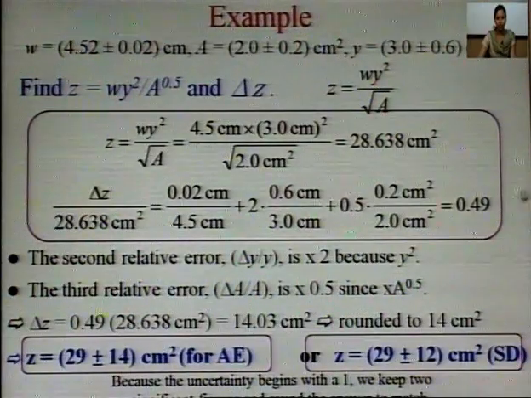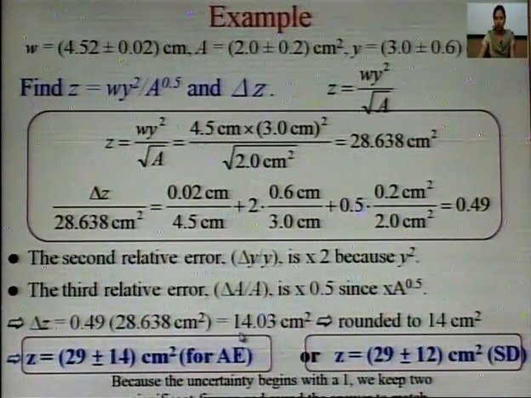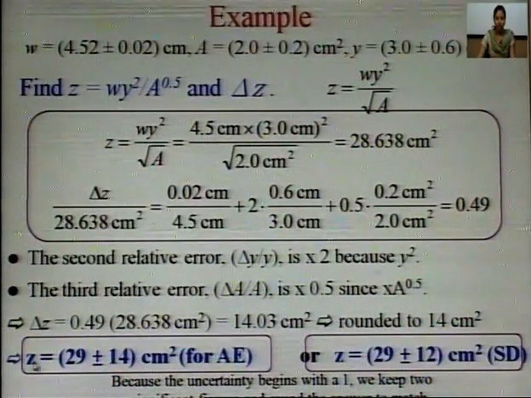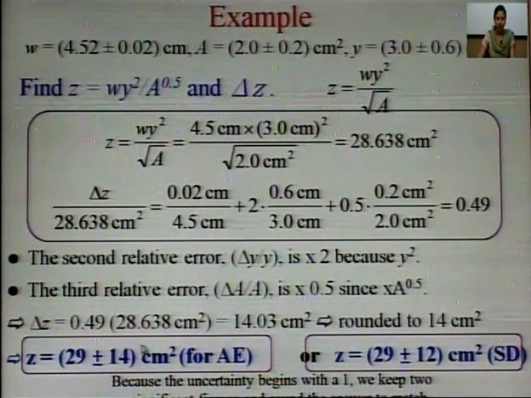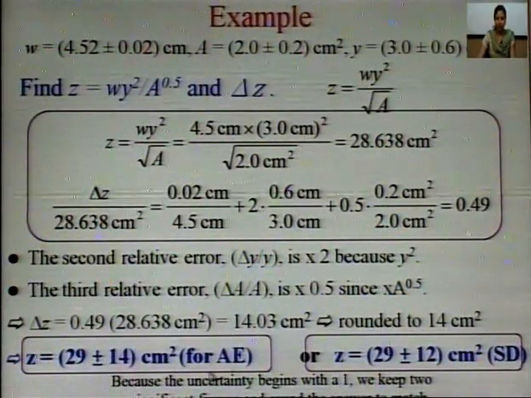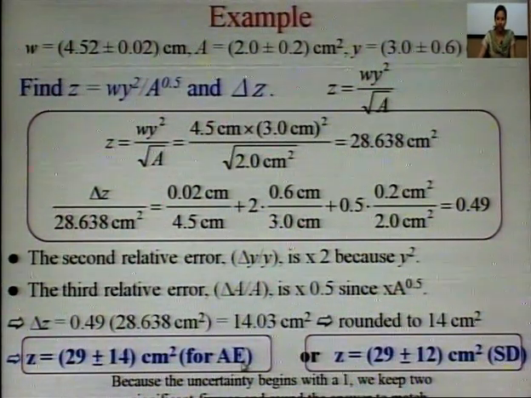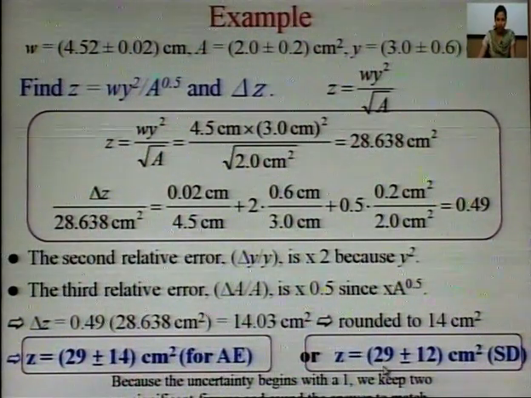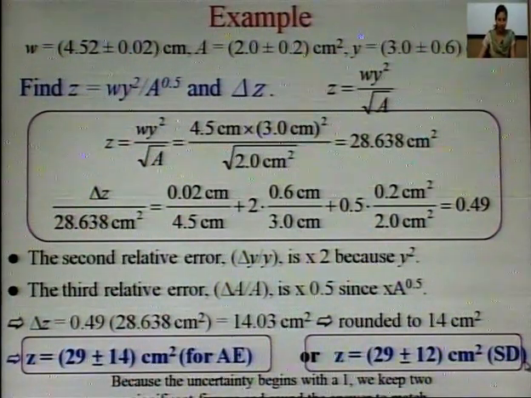So delta Z is 0.49 into 28.638. So delta Z is 14.03 centimeter square. So Z comes out to be 29. If we round off these figures, it comes out to be 29 plus minus 14 centimeter square for average error. But if we take standard deviation instead of average error, then the error becomes a little different. So Z is equal to 29 plus minus 12 centimeter square for the standard deviation.